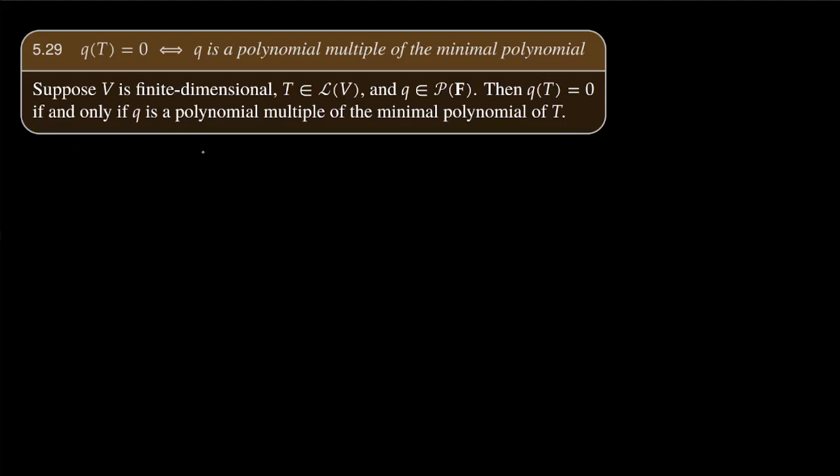We're back doing some linear algebra, talking some more about the minimal polynomial of an operator on a finite dimensional vector space. So here's the gist of it. Let's do a quick recap. Here's what we were talking about.